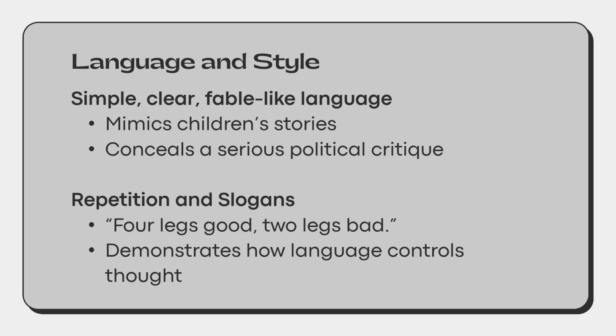Language and style. Orwell's language in Animal Farm is deliberately simple and direct. The style resembles a fable, which makes the novel accessible to a wide audience. Repetition of slogans and commandments demonstrates how language can be used to control thought and suppress critical reasoning. This simplicity makes the novel's political message even more powerful.